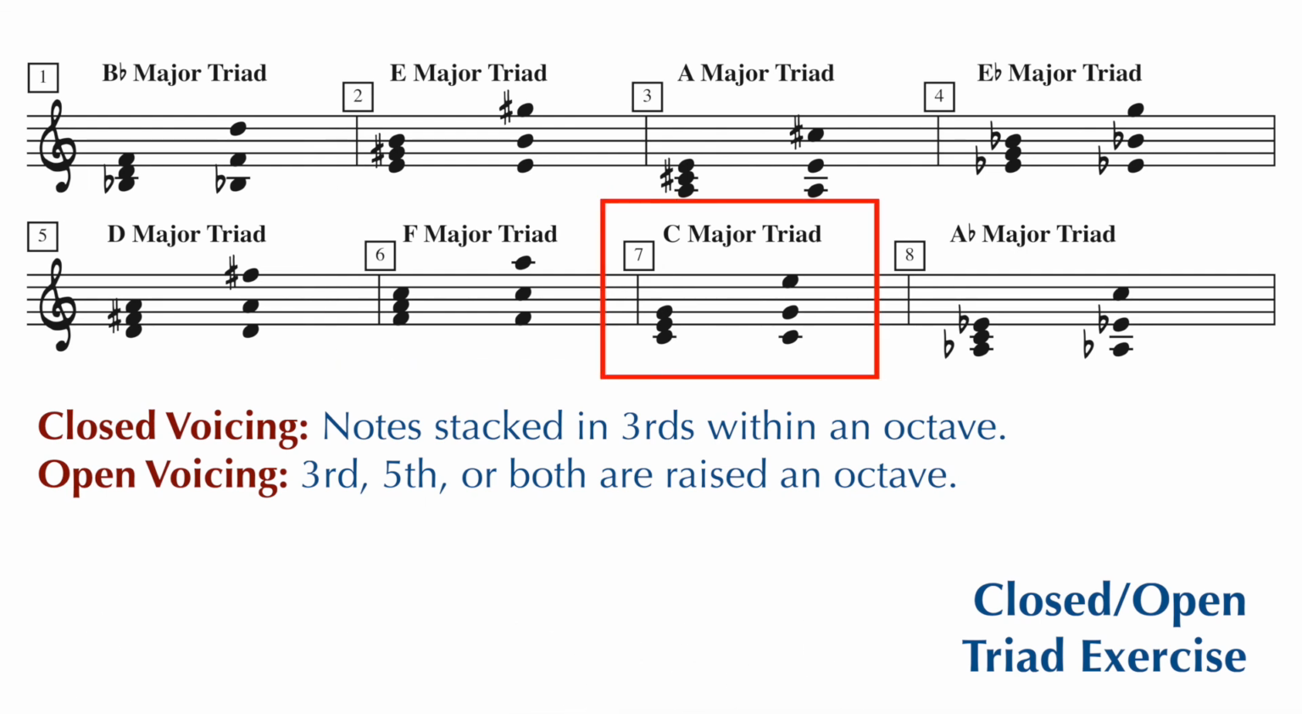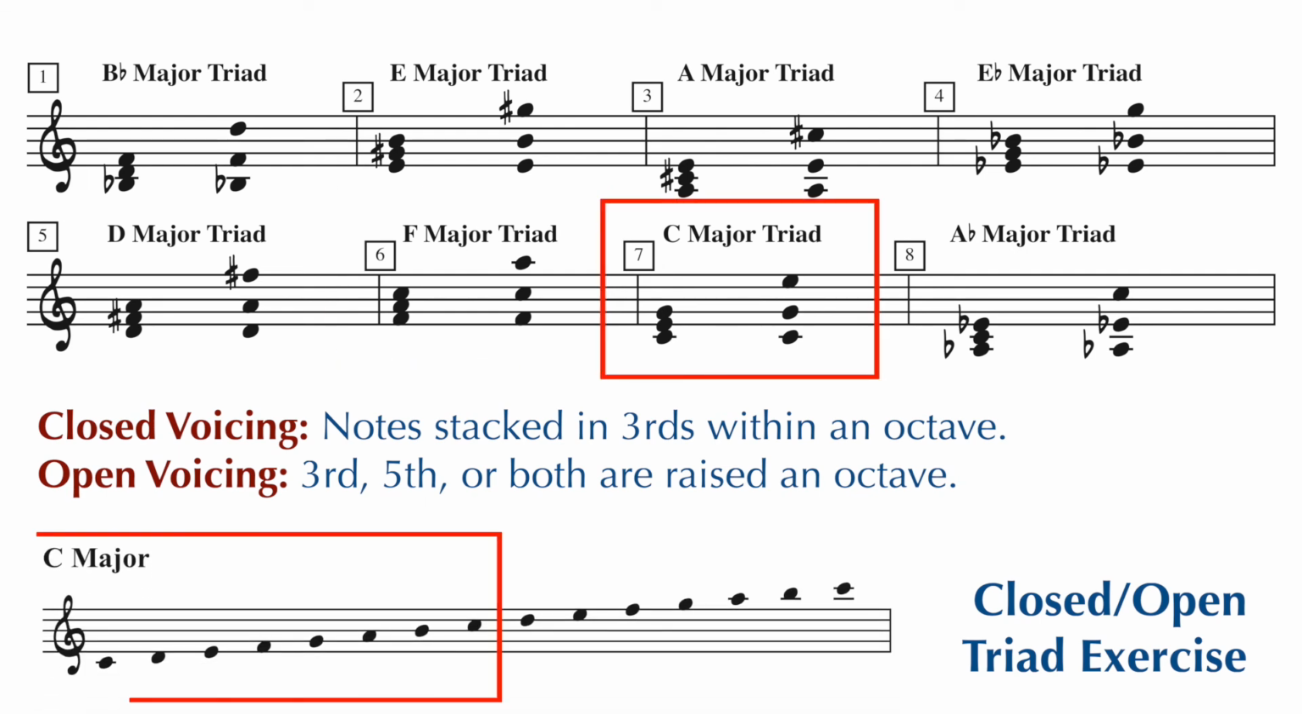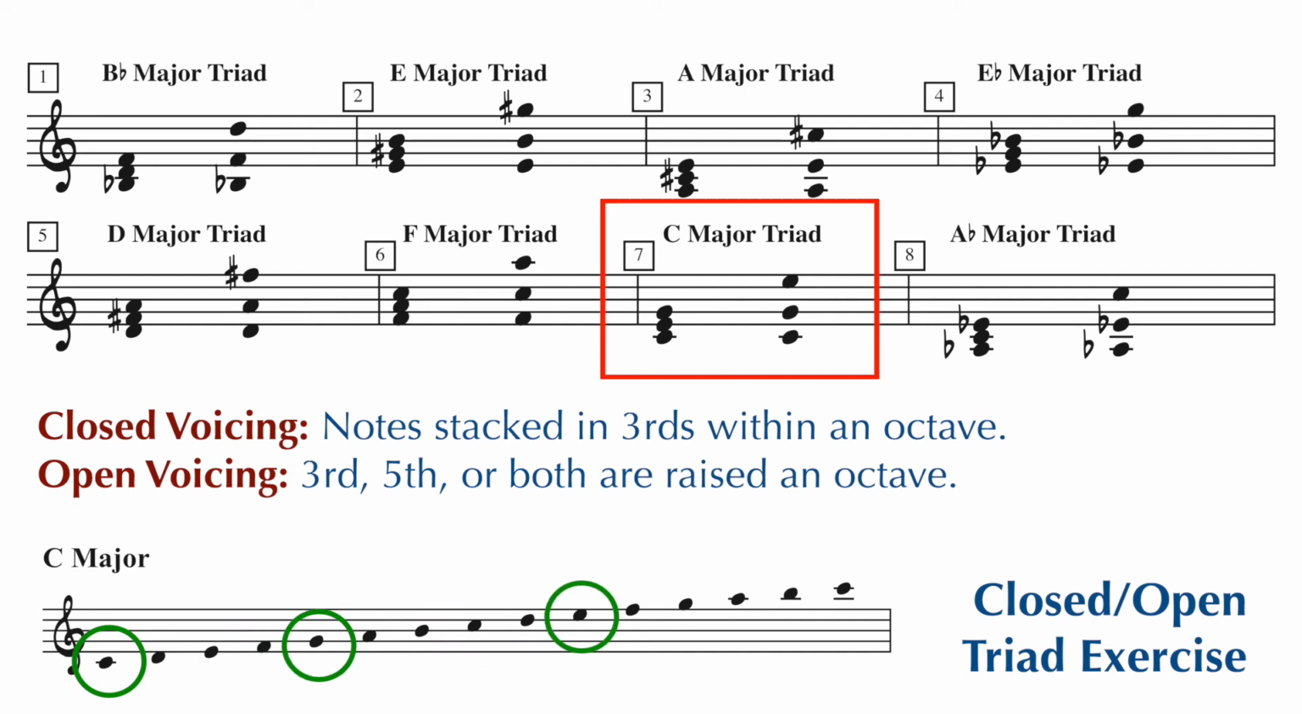Number 7, C major triad. C, D, E, F, G, 1, 3, 5. So those are C major triads, C, E, G in closed voicing. We can take the E, the third of the chord, raise it an octave, and now we have an open-voiced C major triad.